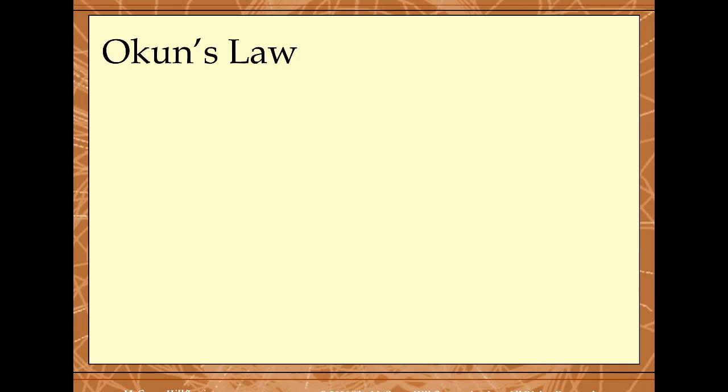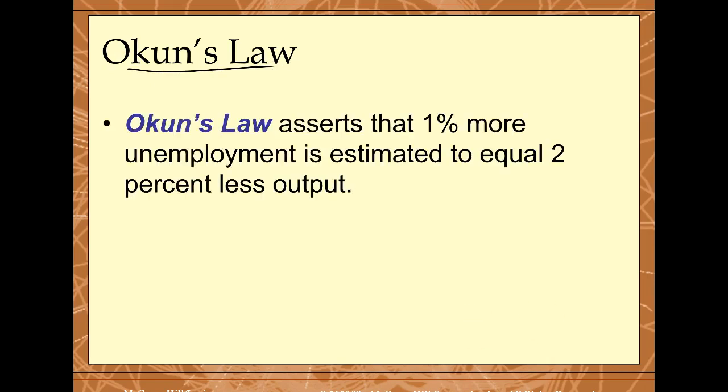Now, we could actually put a price tag on unemployment. There's something called Okun's Law. Okun's Law basically states that for every 1% increase in the unemployment rate, it's estimated to equal 2% of output. Now keep in mind, GDP is a measurement of output, and this is a value measurement. So if you have a $17 trillion economy and your unemployment rate drops 1%, if you take 2% of this, you could put a dollar figure on that change in unemployment.